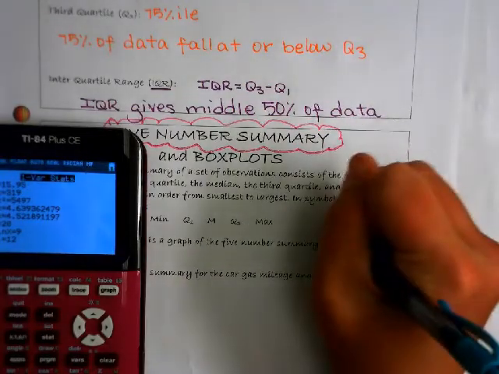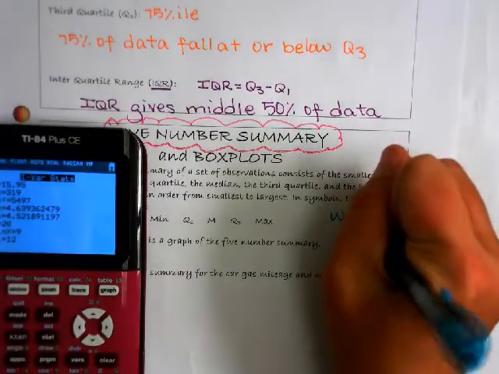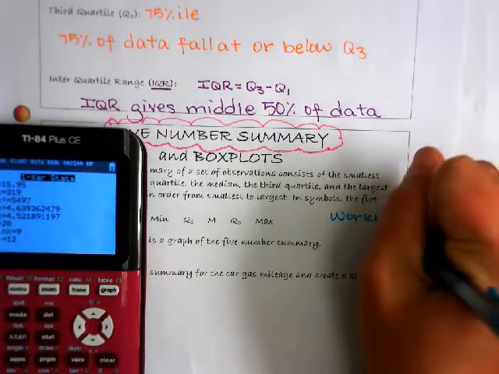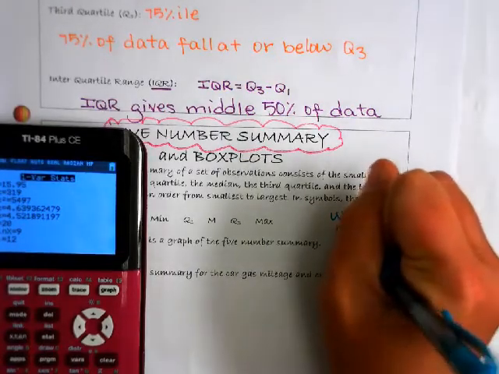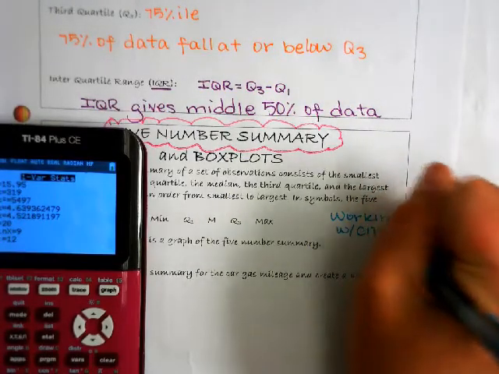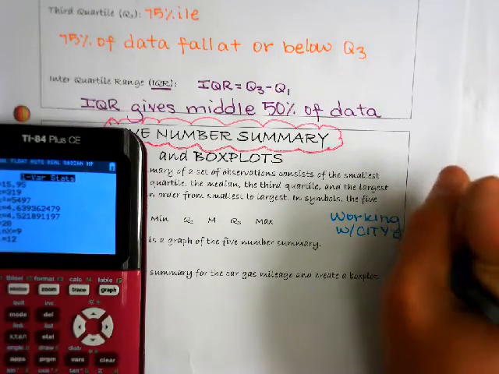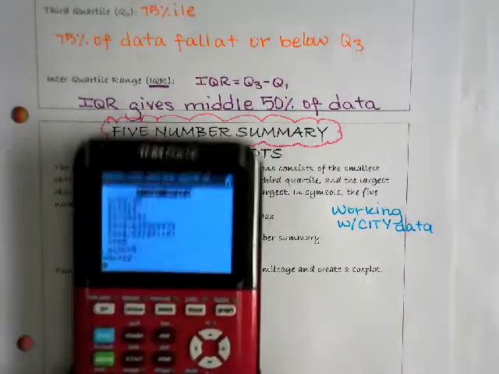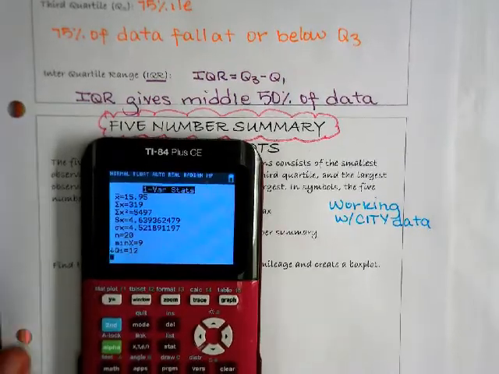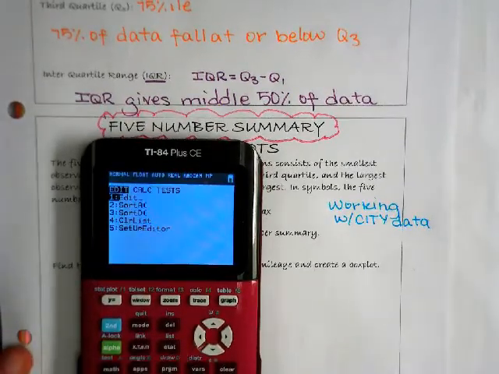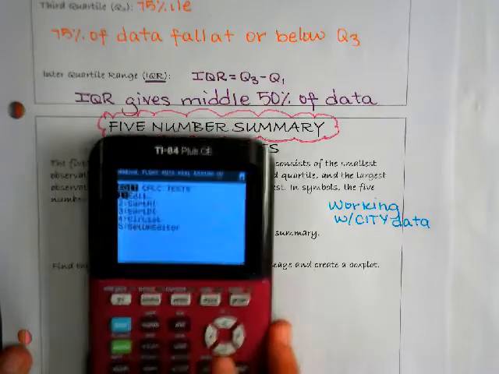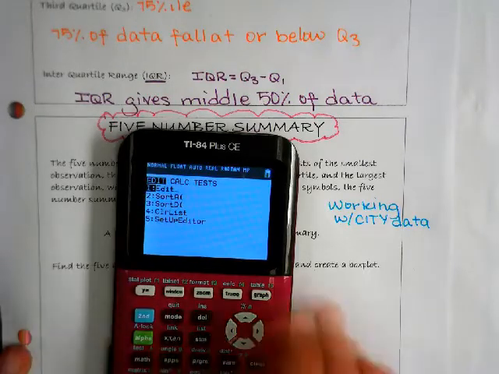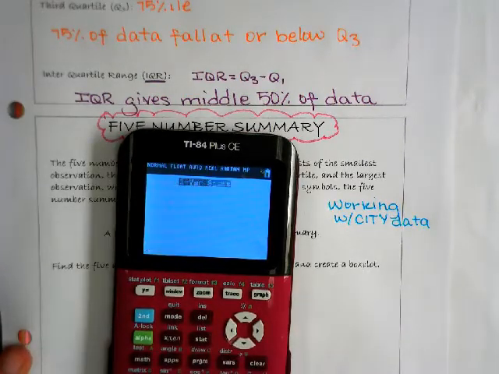And if you don't have this summary in front of you, remember: stat. Yes, Seth? That's the city data without the Honda Insight. Yes, thank you. So stat, go over to calc, 1var stats, list 1, hit calculate, and we get what I had previously. That way we should all be on the same page with our calculator.